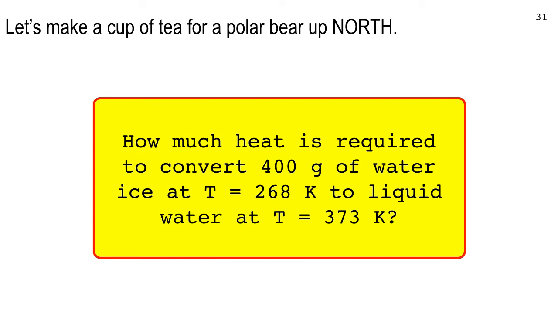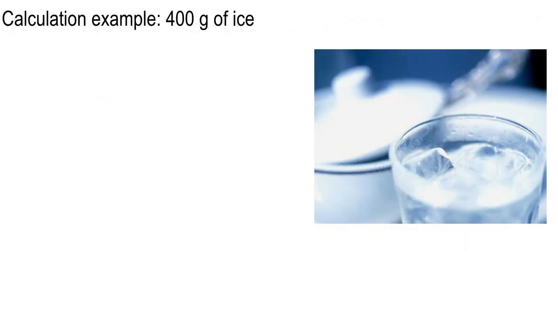The polar bear's got 400 grams of water, and they want to make some tea. All right, so they want to get it up to the boiling point. And then they pour it out, and then they make their tea. All right, so it starts at 268 Kelvin. So that's below the freezing point of water. And we want to get it up right to 373, the boiling point of water. All right, so there's our task. All right, and so let's do this, heat, melt, heat.